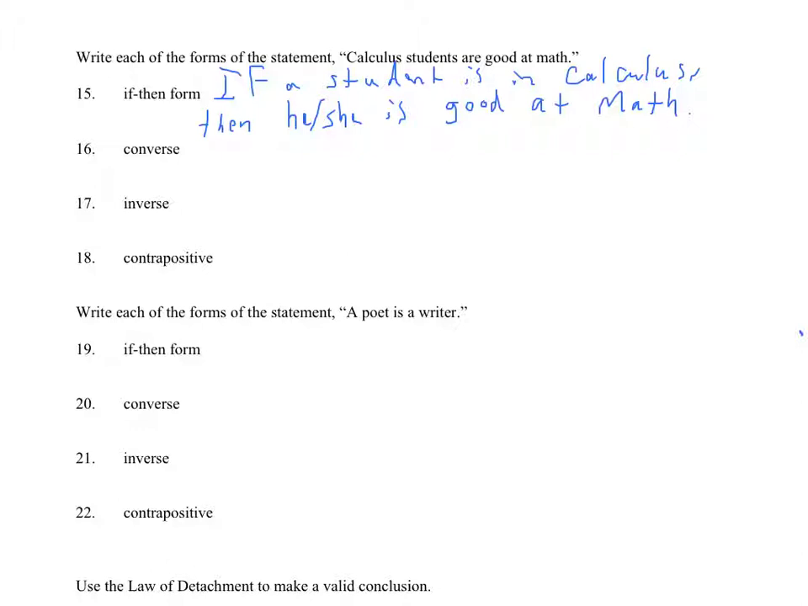Okay, on to this next section. We're writing the various forms of this statement: Calculus students are good at math. The first one is just to write it in regular if-then form. So you just state the thing that comes first, that's the if, the hypothesis, and then the thing that comes after that is the conclusion.